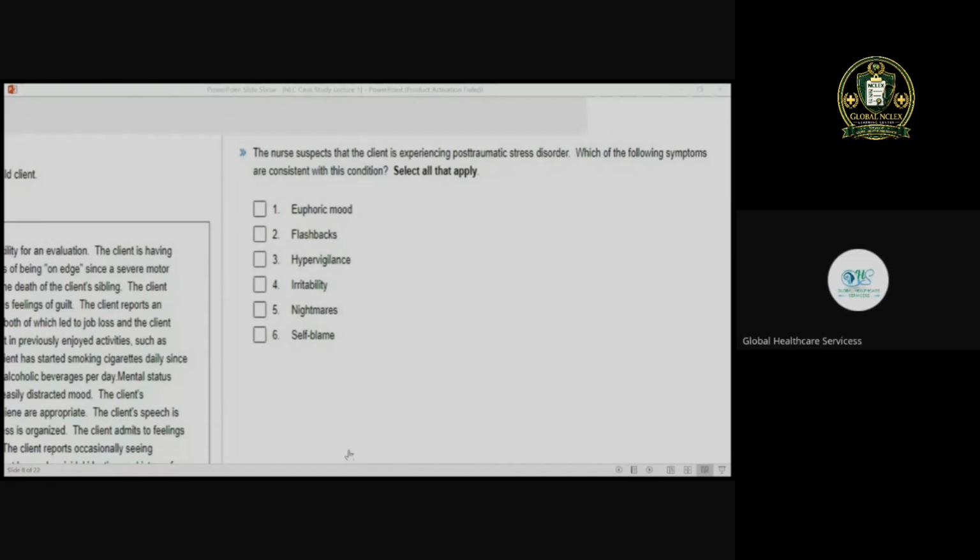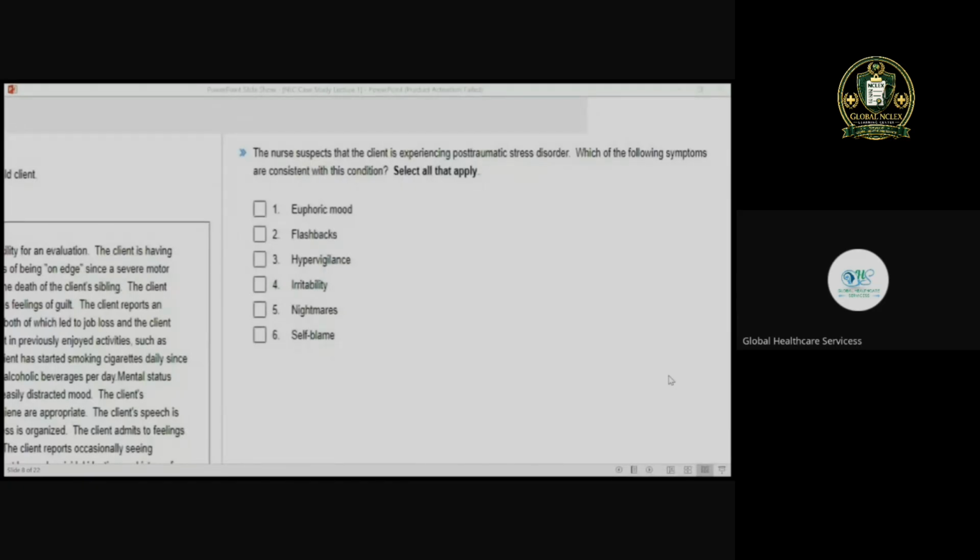Okay. So euphoric mood: if you can recall, post traumatic stress disorder does not involve a euphoric mood. It's always a depressed mood. In bipolar disorder, there can be two things, depression or euphoria. But in the traumatic disorder, your patient would always be depressed. Okay, flashbacks. Flashback is the hallmark sign of post traumatic stress disorder.